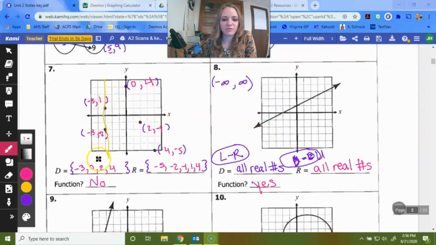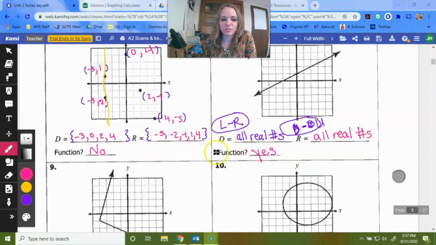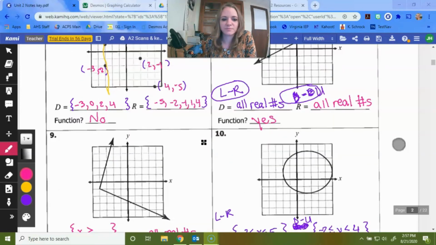And number 7, that one was no. So here's my vertical line in yellow that failed the vertical line test because it intersected 2 points at the same time. And then double check here domain and range. Make sure you had these coordinates correct. Number 8 was also the range. If you think about how far down it goes, it's going to go down and left at the same time. So down is forever and then up is forever. So that's all real numbers. And that is a function because it passes the vertical line test.